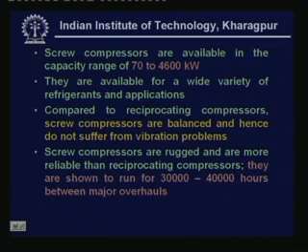And screw compressors are rugged and are more reliable than reciprocating compressors. It is shown that they can run continuously for 30,000 to 40,000 hours between major overhauls. This is cited as one of the principal advantages of screw compressor. That means between major overhauls the running time can be as high as 30,000 to 40,000 hours. So, they really do not require any major overhauling in between. So, this is very beneficial as far as the plant running is concerned.